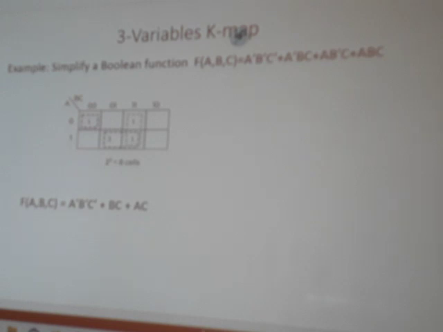Similarly, the two horizontal squares are combined because these two squares are adjacent squares. By combining, we will write another term, ac. Now we see that the 1 which is in the first square cannot be combined with any other square, because the two squares must be adjacent. So we will write its term as it is, a'b'c'.